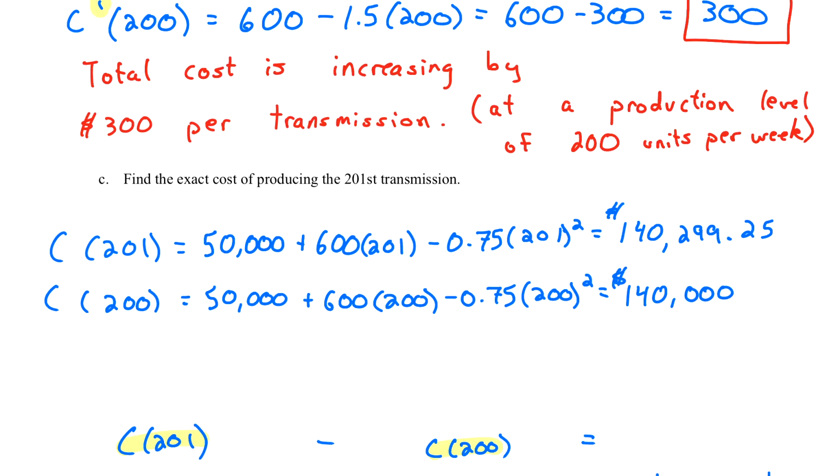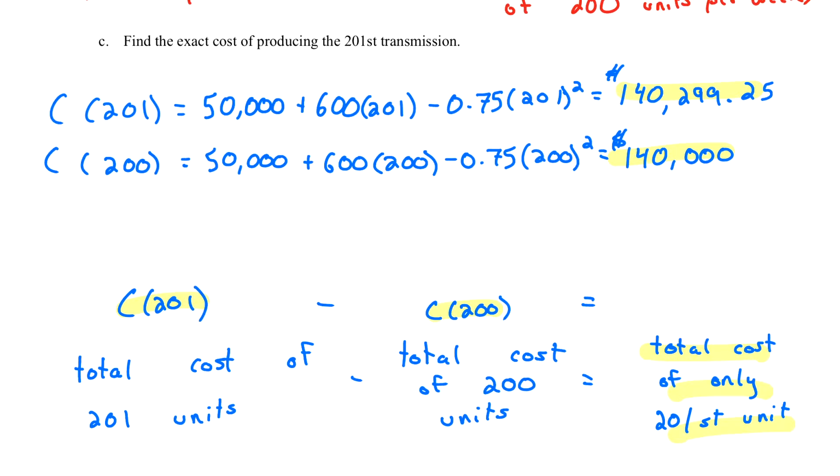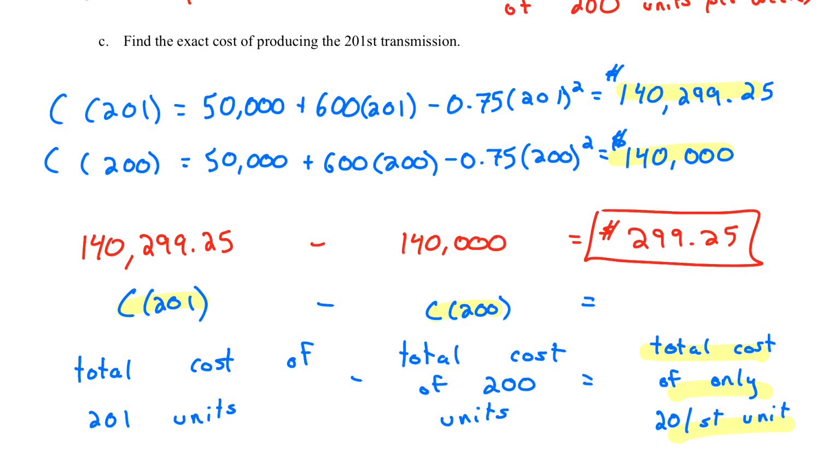So I've got the two values that I said I wanted, this 140,299.25 and 140,000. Now I can go ahead and take those and plug those into this equation that I set up down here. I'm just going to subtract the two. So $140,299.25 minus the 140,000, and this time I get back $299.25. This is the number that I was looking for. This is the total cost of just the 201st item.